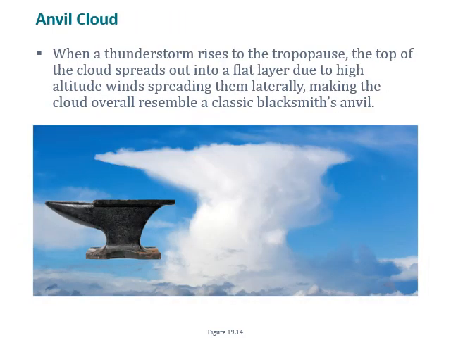This may be slightly out of place, but it is interesting to know that when a thunderstorm cloud rises to the top of the tropopause, the top of the cloud spreads out onto a flat layer due to high altitude winds that spread them laterally. This makes the cloud's shape resemble a classic blacksmith's anvil.